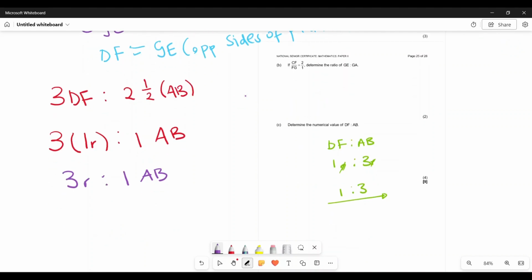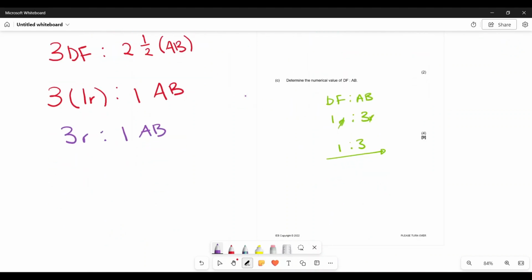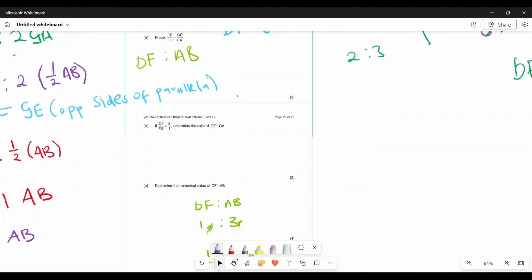And now because I'm looking for my AB, basically here my AB is the same as 3R. Now, the ratio for my DF is to AB. Remember my DF was 1R. My AB, I found it as 3R. Now, these R's are going to cancel out one another, and the ratio here would be 1 is to 3. And this would be your final answer.